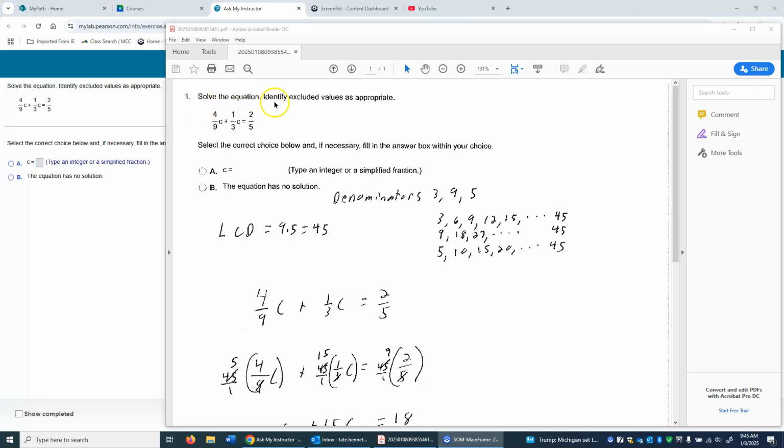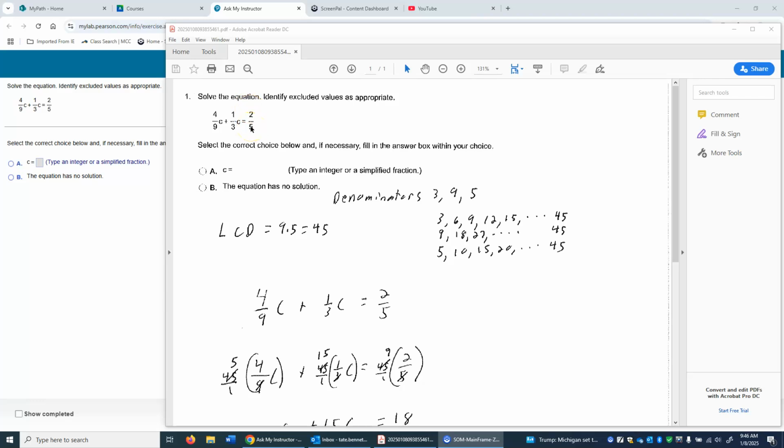Solve the equation, identify excluded values as appropriate. In this case, there's not too many values to exclude. We don't have a variable in a denominator. So we have 4/9 C plus 1/3 C equals 2/5.